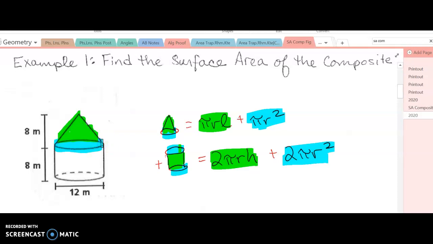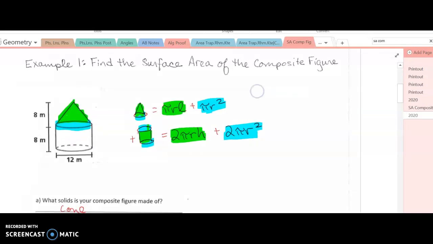Now, when we're talking about the composite solid figure, we're finding the surface area. Remember with me that surface area is basically all the parts of this figure that are touching the outer air. So when I put this cone on top of this cylinder, the base of this cone is no longer touching air outside the figure. It is now inside the figure. So it is not included in the surface area. We don't need the circle base.